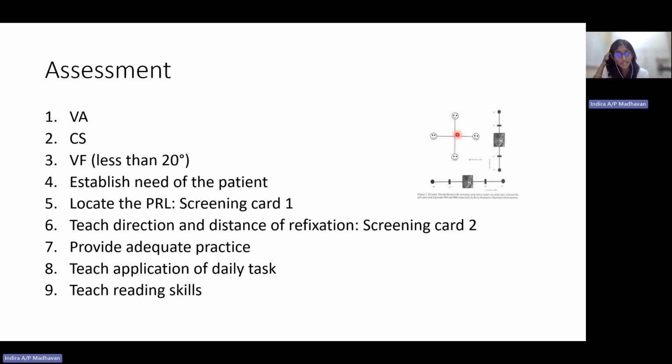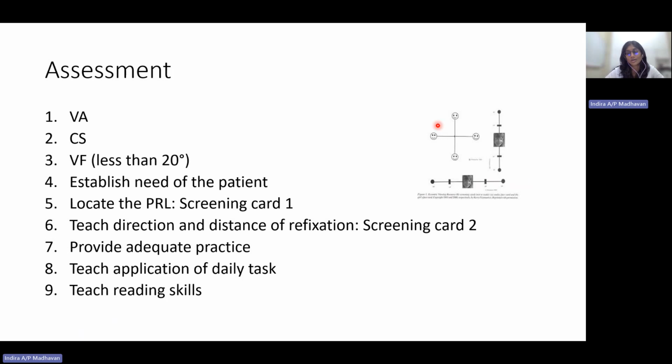Once they start fixating, the card has to be held about 30 to 50 centimeters away. Then you ask the patient to keep fixating at the intersection point. While they're fixating at the intersection point, they have to let you know which smiley appears to be the clearest. If the patient says the right is the clearest, then we shift to the next chart, which is the horizontal version.